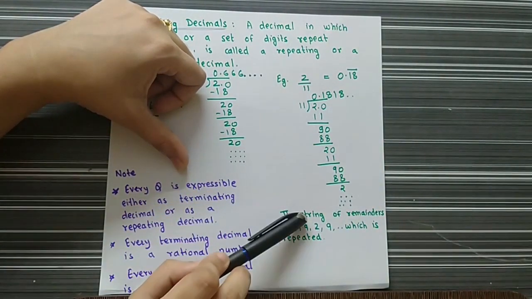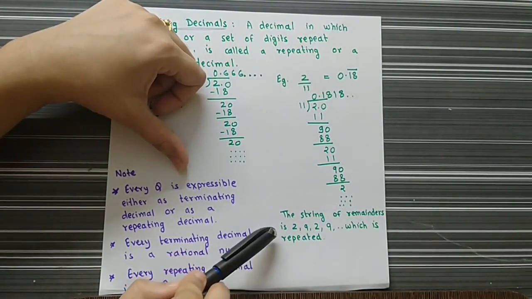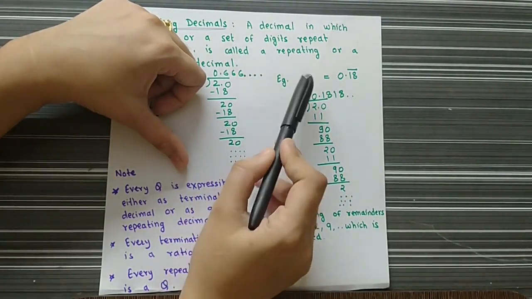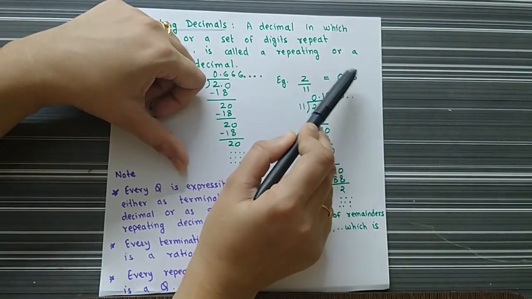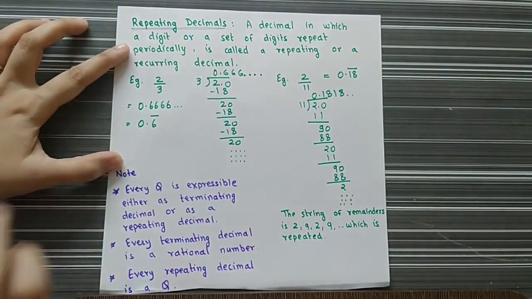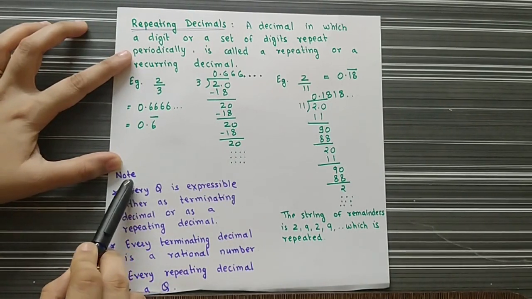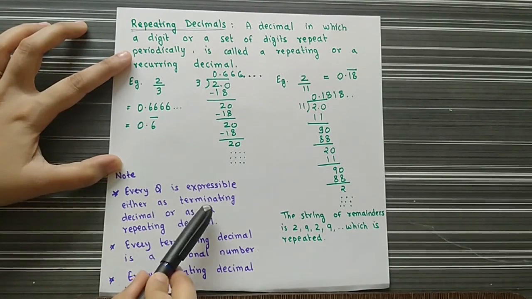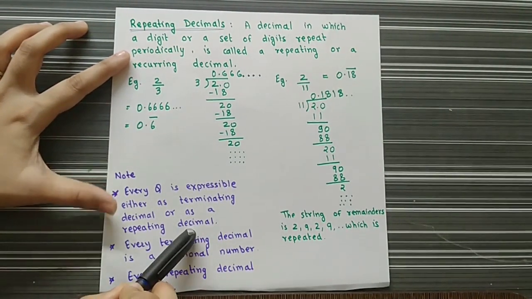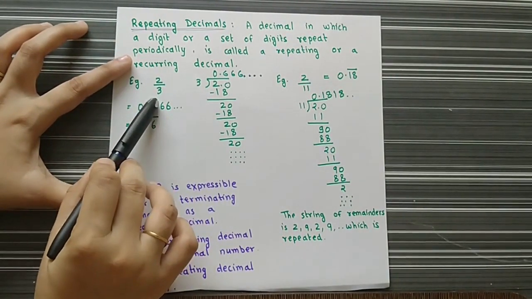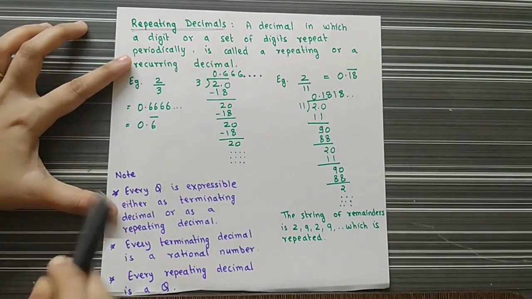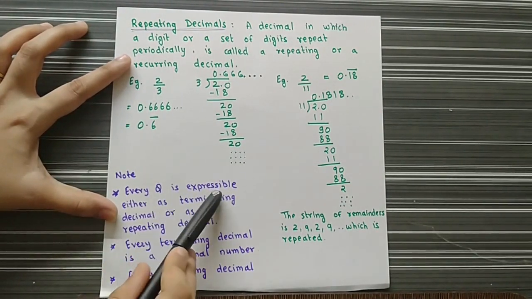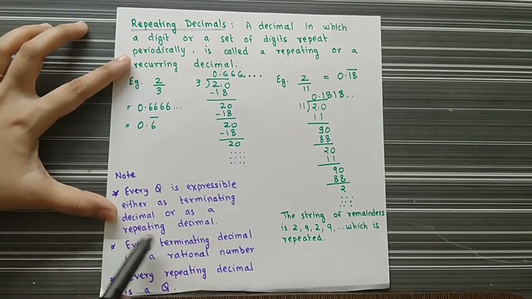so on. Each time we get a string of remainders. And what are the remainders? The remainders will be 2, 9, 2, 9 and so on, which is repeated. So 2 by 11 will be equal to 0.18 bar. This is also a repeating decimal. Now we have some important points to remember. The first one is that every rational number is expressible either as a terminating decimal or as a repeating decimal. For example, we can write 2 by 3 as a repeating decimal, and in the previous example we wrote 1 by 4 as a terminating decimal.